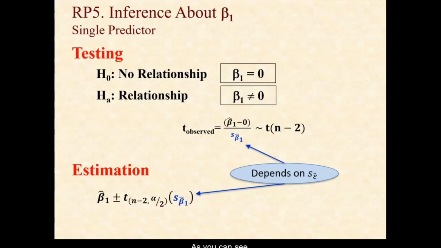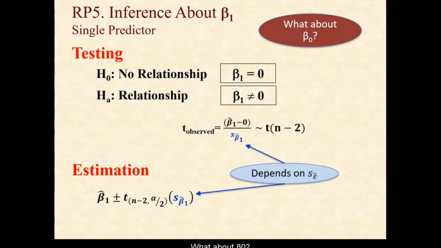As you can see, the test and estimate on this slide are both presented for the parameter beta 1 in the simple linear regression model. But there is another beta parameter in our model. What about beta naught? The parameter beta naught is the intercept value, and it warrants special attention. It is different than the beta values in the model like beta 1 in that it has no predictor attached to it.